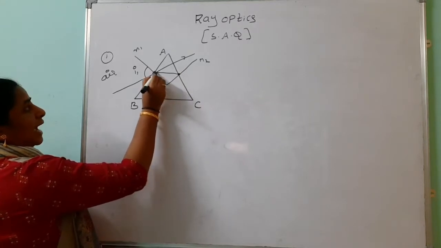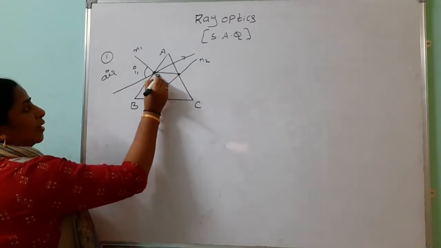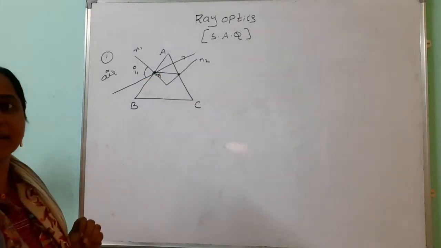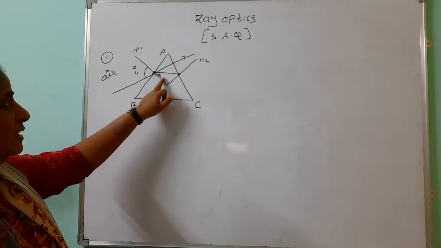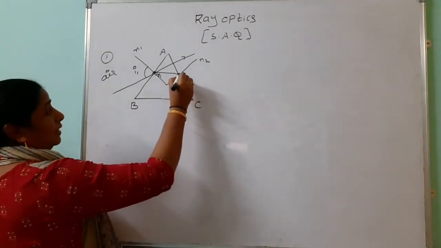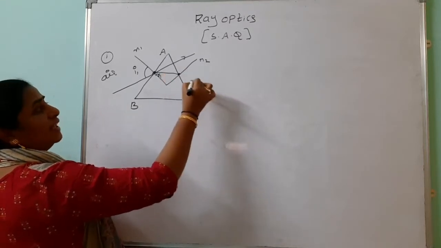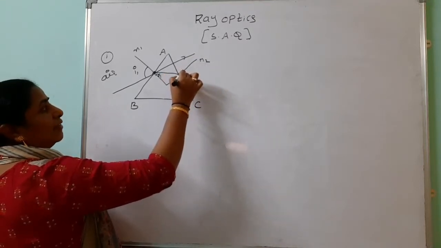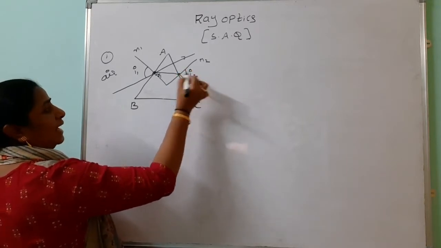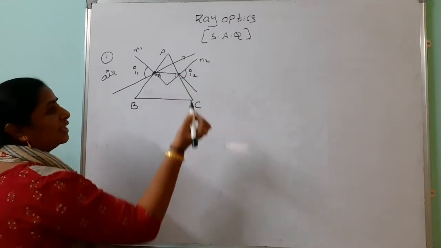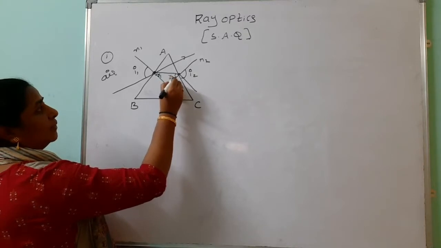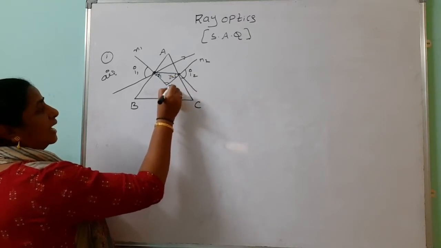Now look here, the angle between the normal and the refracted ray is called the angle of refraction. It is represented by R1. Then look here, the light is coming from denser to rarer medium. It bends away from the normal. This we can consider as the angle of emergence I2. And here also we observe refraction from denser medium to rarer medium, that is R2. And we can consider this angle as N.